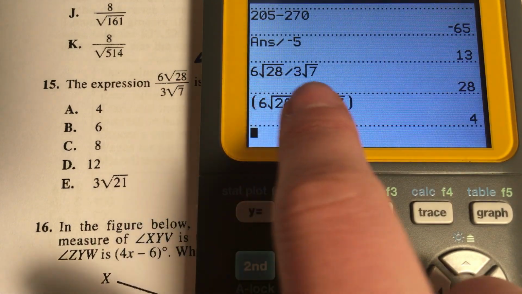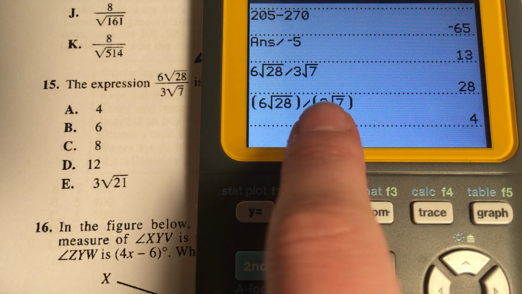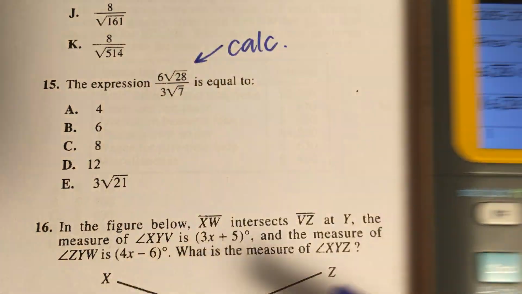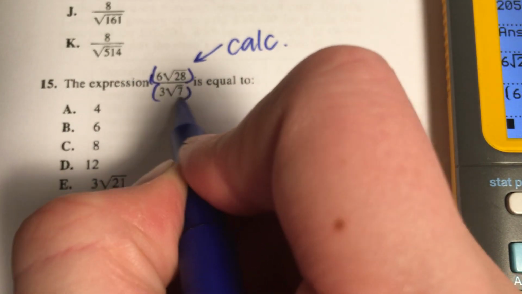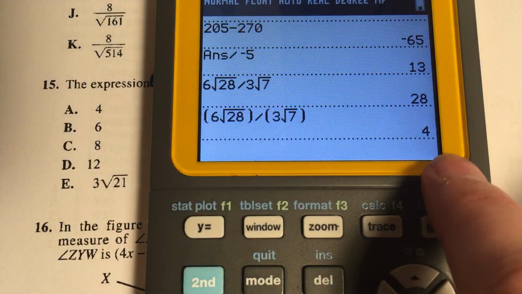If you type it in straight like this, then you're going to get 28. What you see is not one of the answers. You have to put it in parentheses when you have multiple things happening. So you have to put the numerator in parentheses, and the denominator in parentheses with that division sign in between. So you're going to want to do it like this, and you get 4.